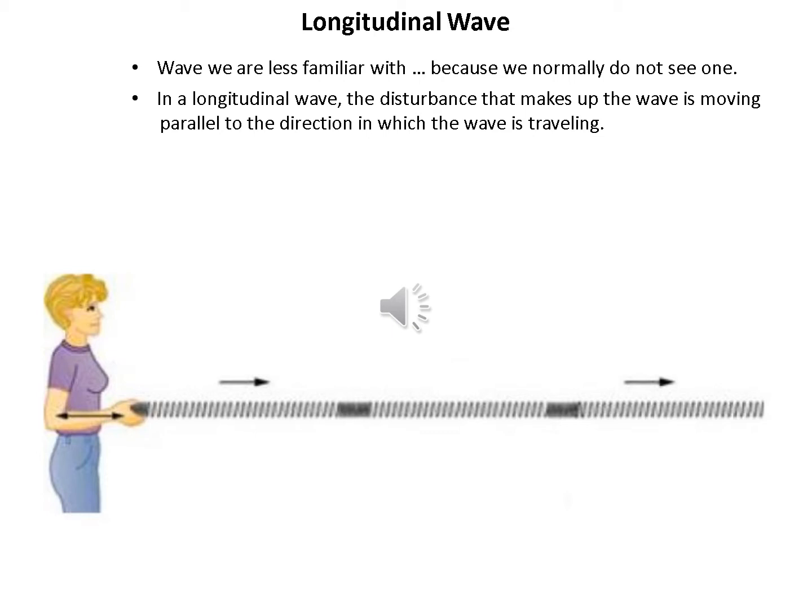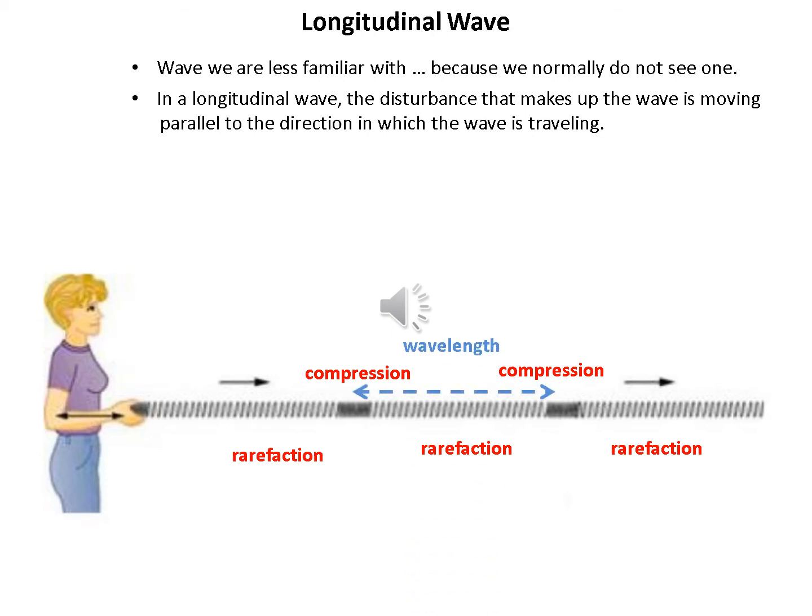Remember that instead of having crests and troughs, in a longitudinal wave we have compressions and rarefactions. Compressions are where the wave has compressed into a smaller space, and rarefactions are where the wave has expanded into a larger space.